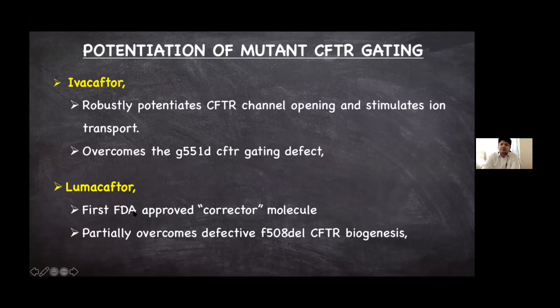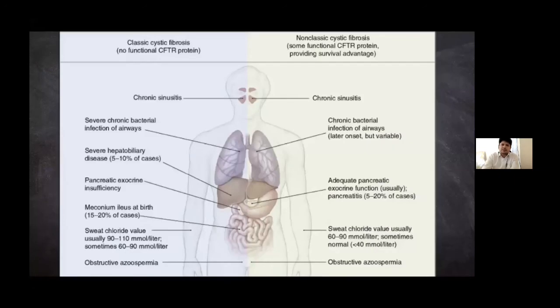Lumacaftor is already an FDA-approved corrector molecule. Again, for the same mutation, it can partially overcome the defect of CFTR biogenesis. So it is very important to remember that these kinds of things are available. And when you are practicing in a setup where the patient can arrange things, if you offer them, you might be giving this drug in a few years. Okay. So this is the management given in cystic fibrosis.